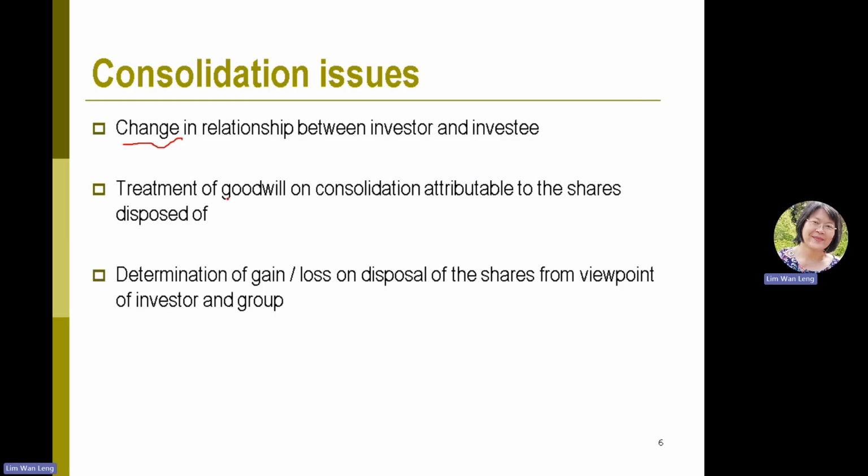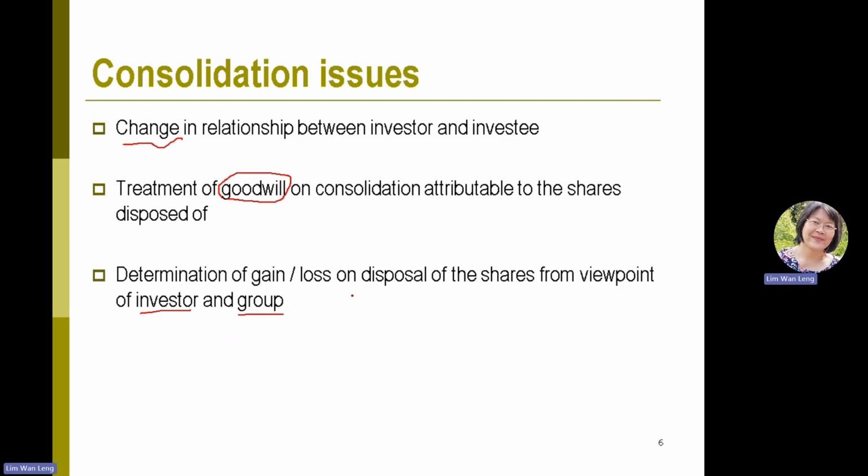Okay, treatment of goodwill on consolidation attributable to the shares disposed of. So what do you do? If you dispose of partially, what do you do with the goodwill? Do you have to maintain it in the books, or do you have to eliminate it altogether? Okay, determination of the gain or loss on disposal from the viewpoint of the investor and of the group.